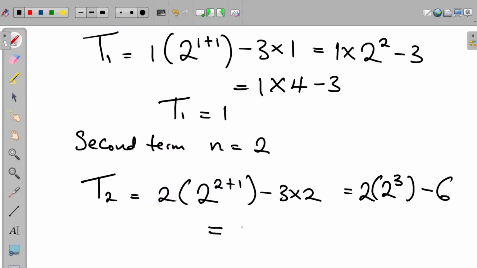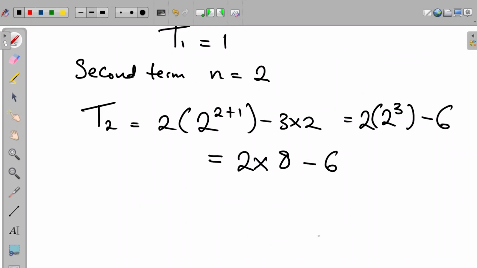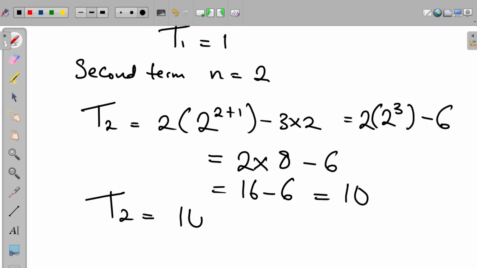So this becomes 2 times 2 to the power of 3 is 8, minus 6. So if you follow the order of operation, 2 times 8 is 16 minus 6. So therefore, the second term is 10. Thus, the second term of the sequence is 10.